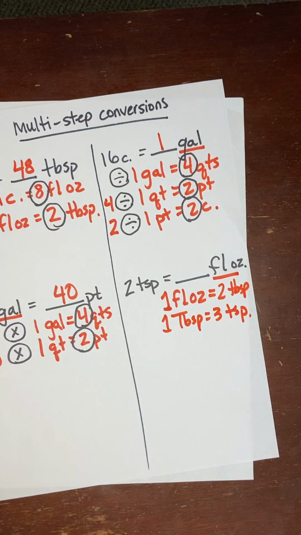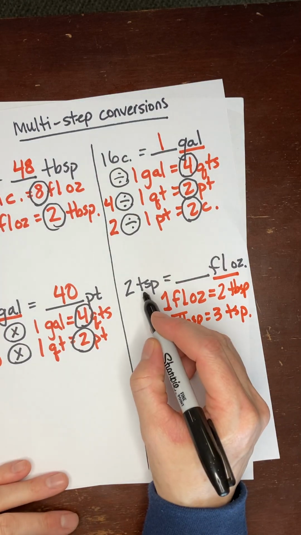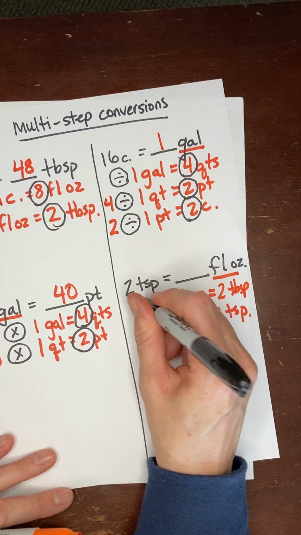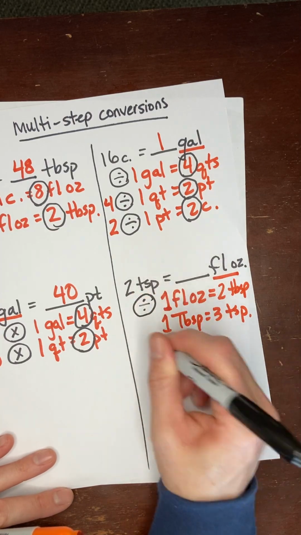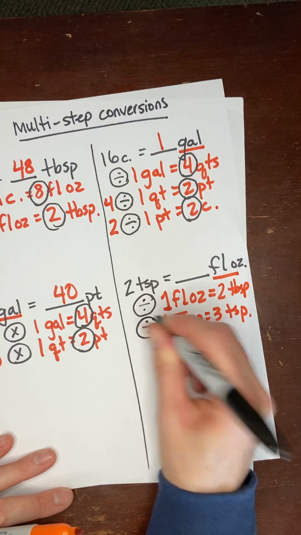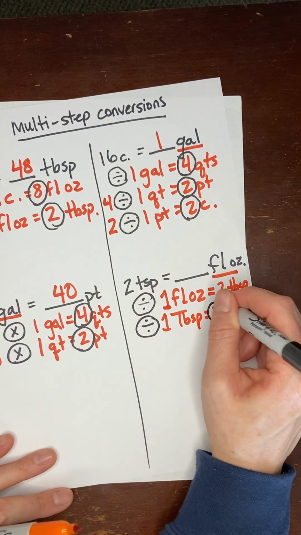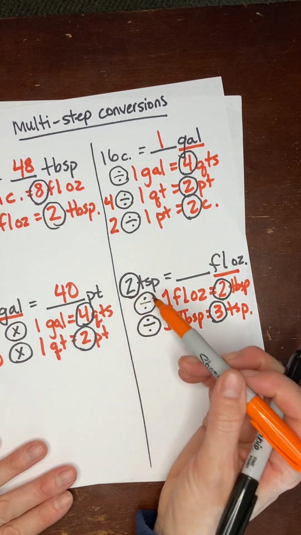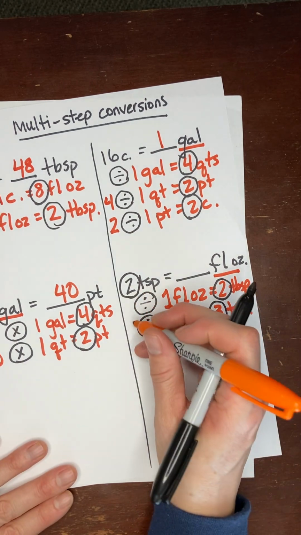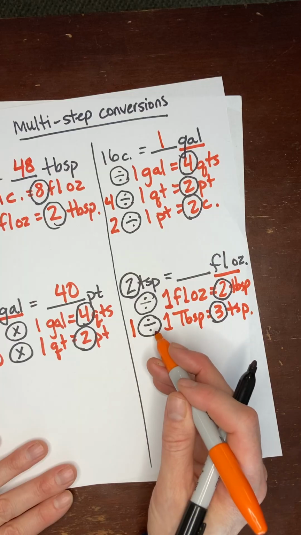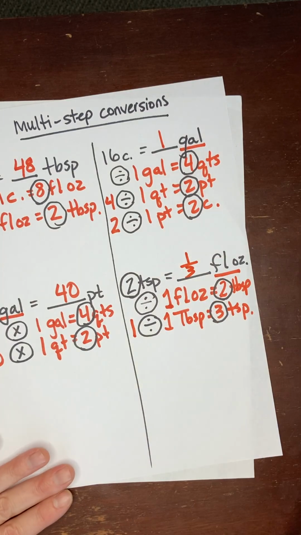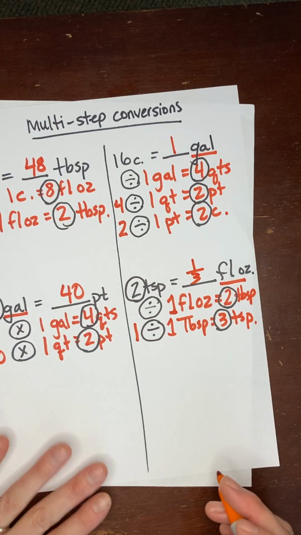Okay, we're going from a smaller measure to a bigger one, so we have to divide both times. Okay, here's our conversion factors, and here's our original number. So let's do it. 2 divided by 2 is 1. 1 divided by 3 is 1/3. So I have 1/3 of a fluid ounce.